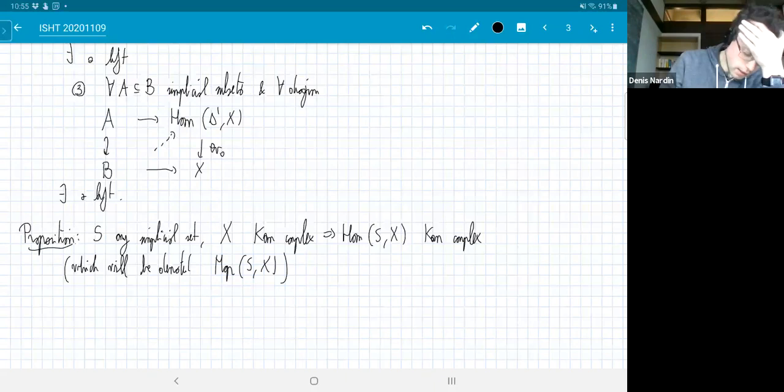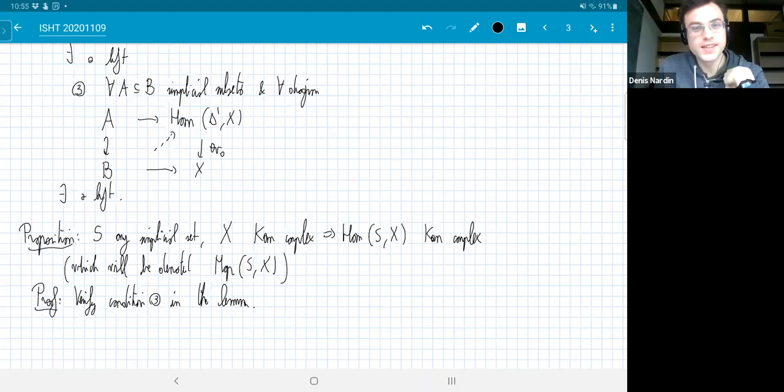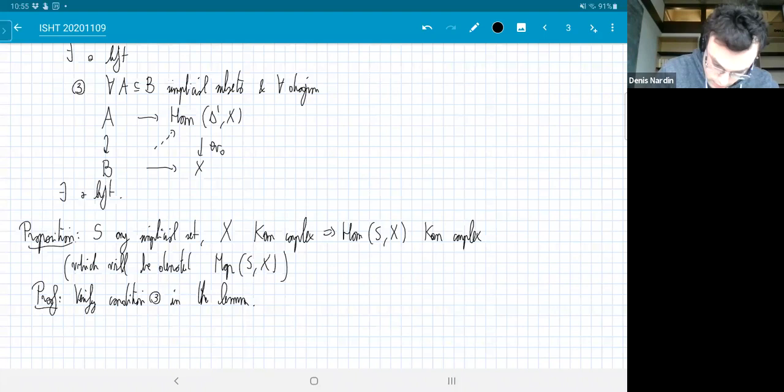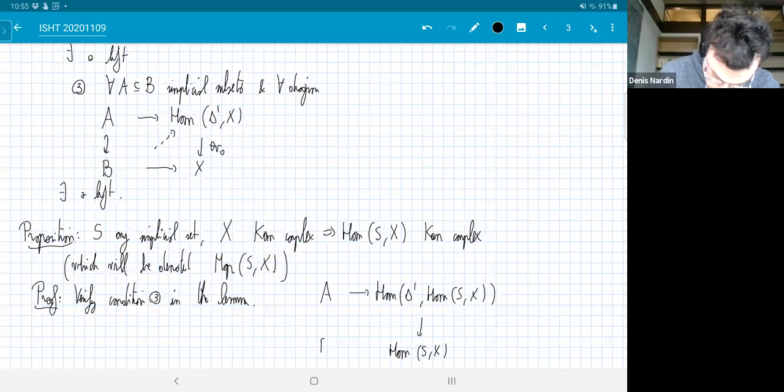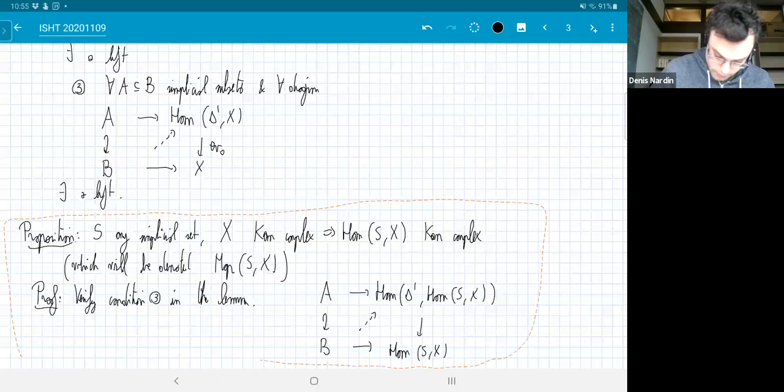And the proof is to use the lemma. The proof is to verify condition 3 in the lemma, which helpfully is still visible. Let me just write what we want: hom delta one, hom SX. I want this. Copy this, paste it here.